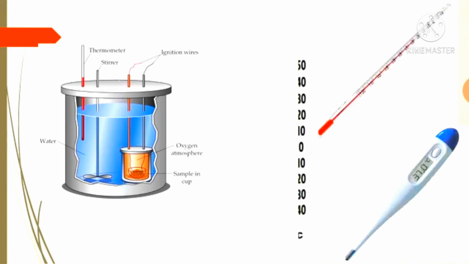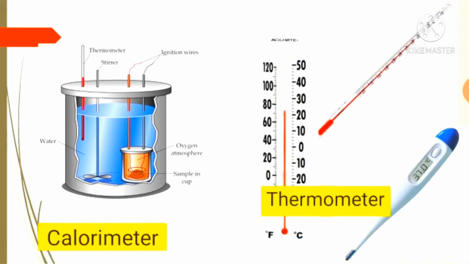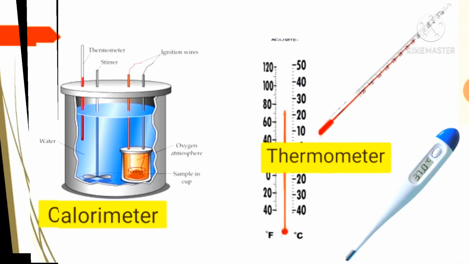Okay, let's see. I have here an image. Are you familiar with these pictures? What about this one? These pictures are the instruments used in measuring the heat and temperature of an object. The first picture shows the calorimeter while the second is an example of a thermometer.